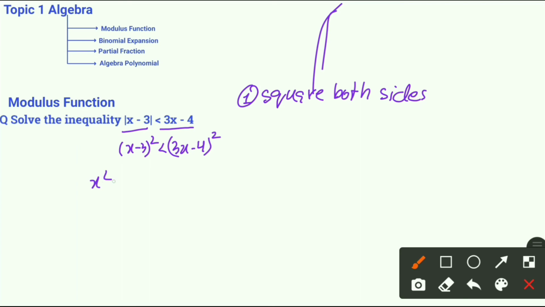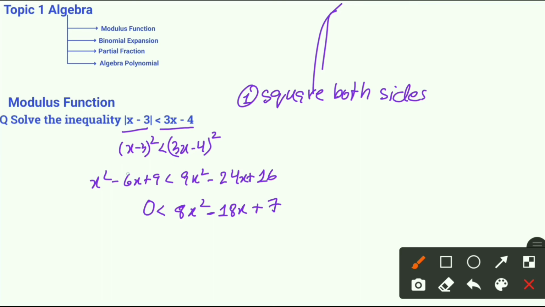I have squared both sides: x squared minus 6x plus 9 less than 9x squared minus 24x plus 16. Let's simplify it. The x squared and 6x terms go to the right, and the 9 also goes to the right. So we get 0 less than 8x squared minus 18x plus 7. We have this equation.